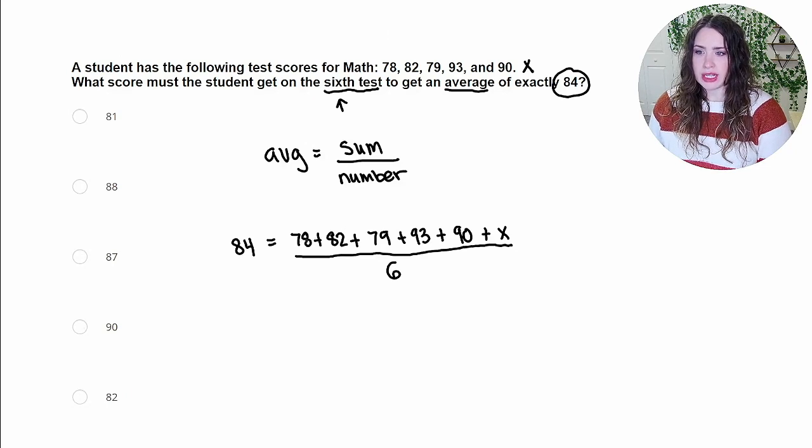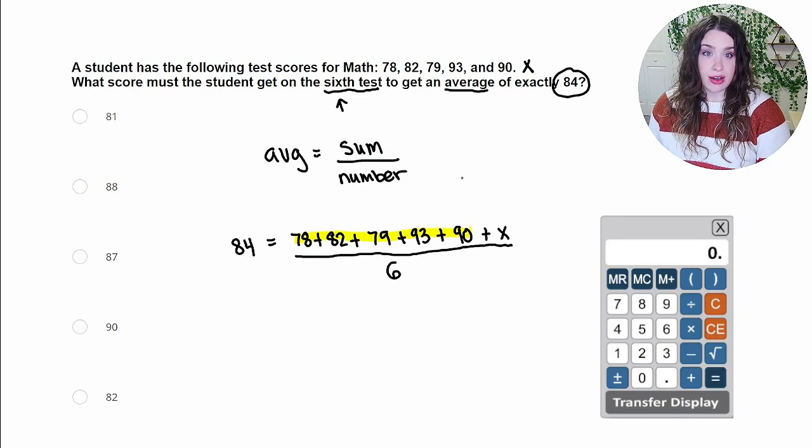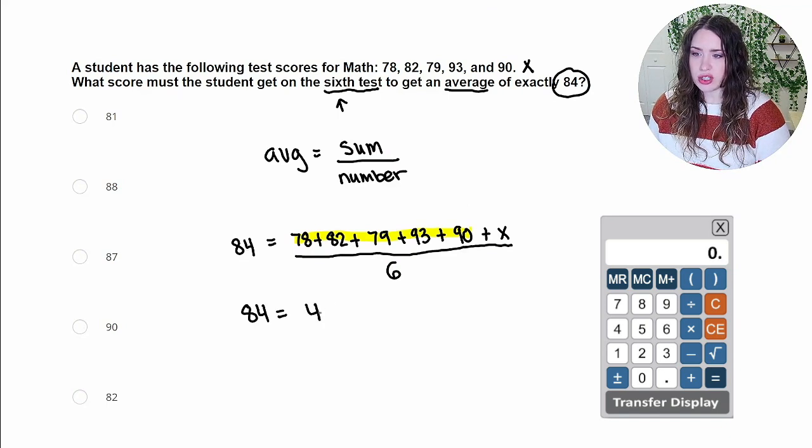Now what we can go ahead and do is combine our like terms here. So we can go ahead and add all of these like terms up. Use your calculator, but we should get 84 is equal to 422 plus X all over 6. Now we want to get rid of that 6, which we are currently dividing by 6. So we're going to go ahead and multiply both sides of the equation by 6 to undo that.